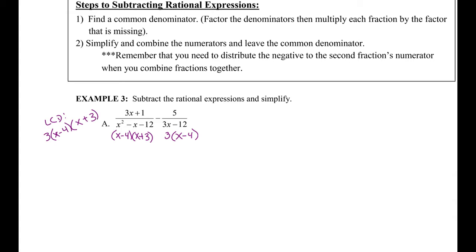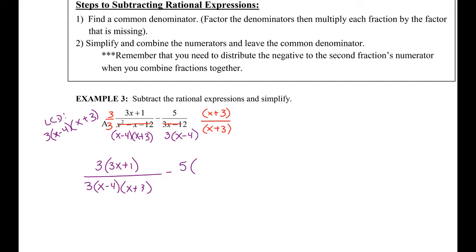So my first fraction is just missing the 3, so I'm going to multiply by 3 over 3. My second fraction is missing the x plus 3, so I'm going to multiply by x plus 3 over x plus 3. So I get 3 times 3x plus 1 over my common denominator minus 5 times x plus 3 over my common denominator.